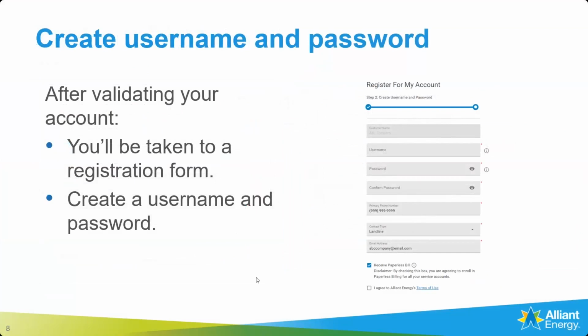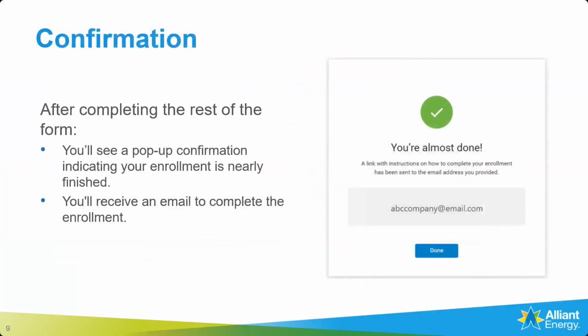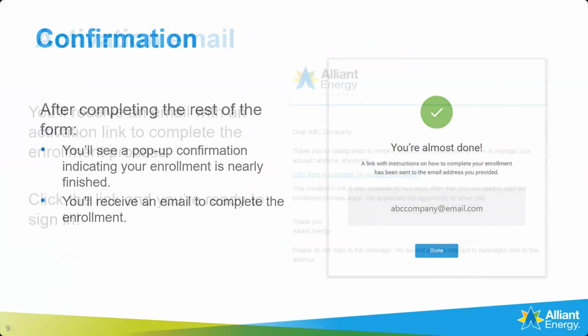And you can see here, this is an example of the form. You're also given the opportunity to update your phone number or your email address that's on file with us. Once you've completed the enrollment form, you'll get a pop-up confirmation here letting you know that you're almost completely done with the process and that you should receive an email at your email address that you provided.